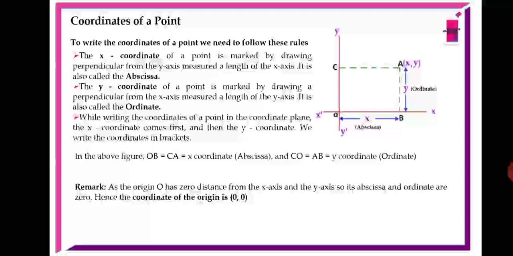So in the above figure, OB equal to CA equal to the x-coordinate, the abscissa, and CY equal to AB equal to the y-coordinate, that is called the ordinate. As the origin O has 0 distance from the x and the y axis, its abscissa and ordinate are 0, hence the coordinates of the origin are (0, 0). You can see in the figure, A is plotted with x distance on the x-axis and y distance on the y-axis. So (x, y).